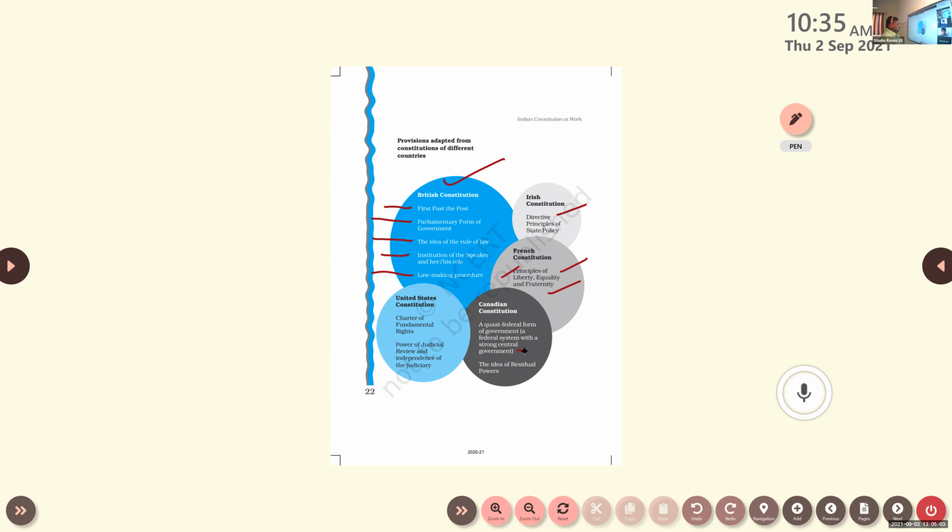Next, the idea of residual powers. We know that there is the concurrent list, the state list, the union list, and a residual list also. Almost all governments are able to enjoy that residual power. Related to the times, new rules and regulations will be required, and those also come under the residual list, the residual powers.